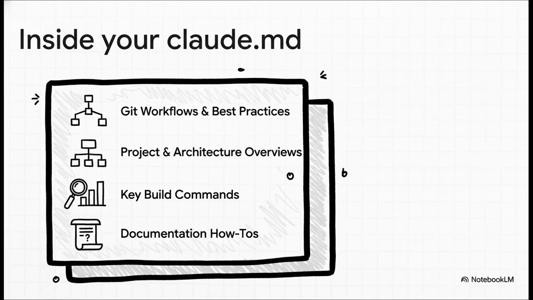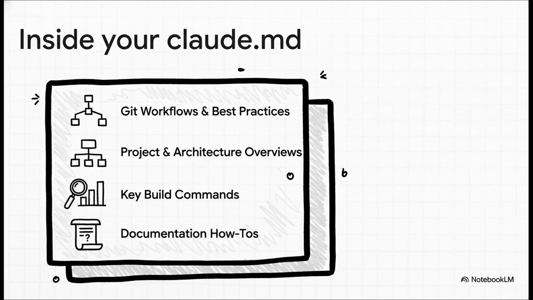You can define your exact Git workflows, to stop it from accidentally pushing to the main branch. We've all had that nightmare. You can give it a whole overview of your project's architecture, so it actually understands how all the pieces are supposed to fit together. You can list out your key build commands, or even lay down strict rules for how testing and analytics have to be done. It's basically about automating all of your project's unwritten rules.